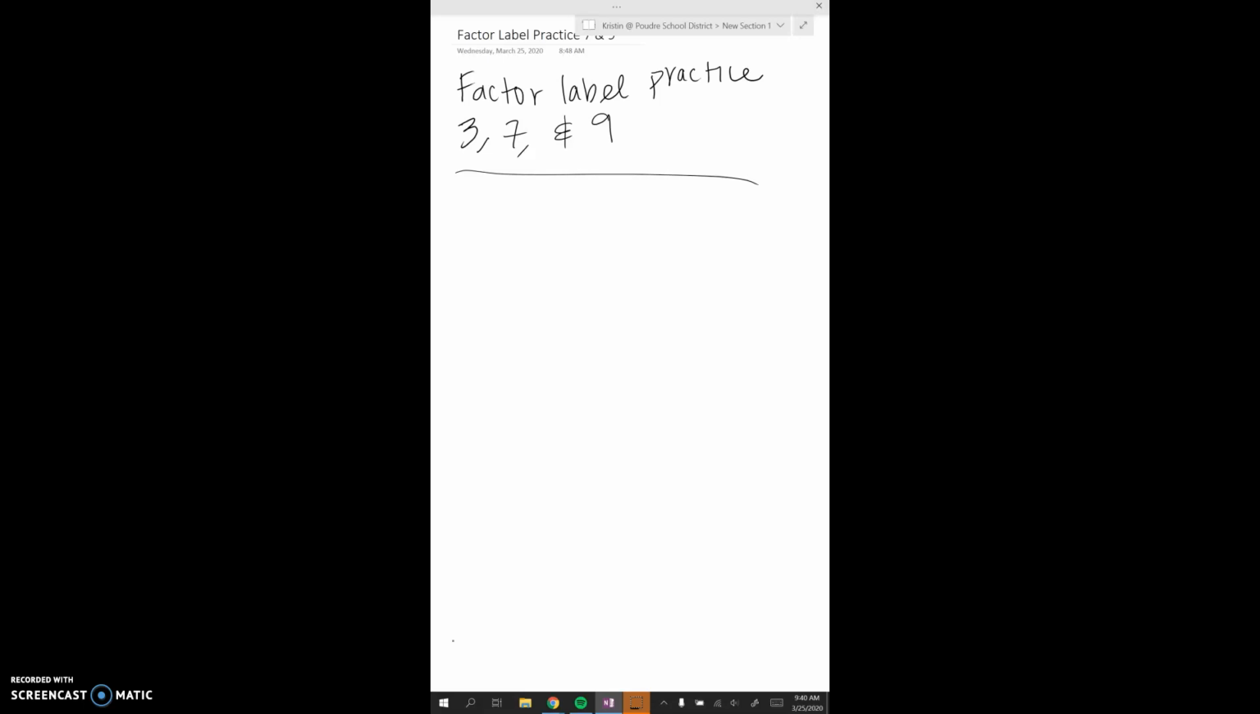I'm going to work through number 3, number 7, and number 9 of the factor label practice worksheet because those questions were requested. So we'll start with number 3. And as you're reading through number 3, it gives you a lot of information.